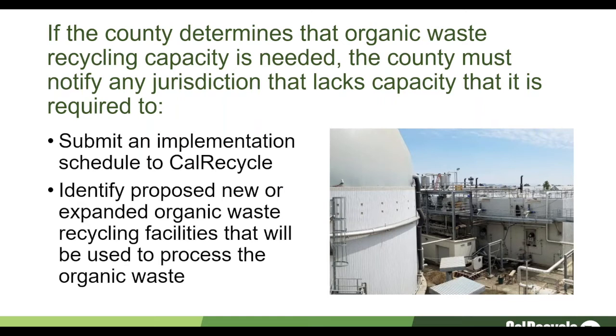The implementation schedule must include timelines and milestones for planning efforts to access capacity, including: one, obtaining funding for infrastructure through modifying franchise agreements or other means of financially supporting the expansion of organic waste recycling; and two, identifying existing locations that could be used for additional capacity, and identifying locations for proposed or expanded organic waste recycling facilities that will be used to recycle organic waste. The county is required to notify each jurisdiction that lacks sufficient capacity. The county has reported a list of these jurisdictions to CalRecycle.